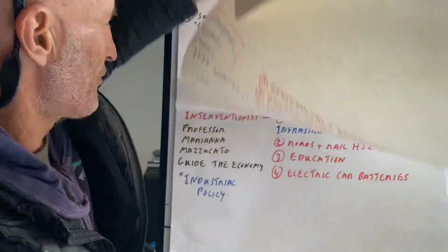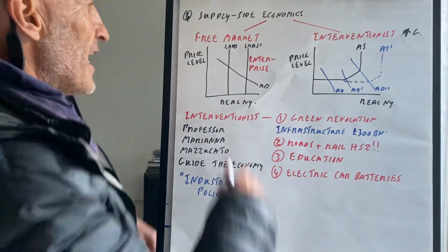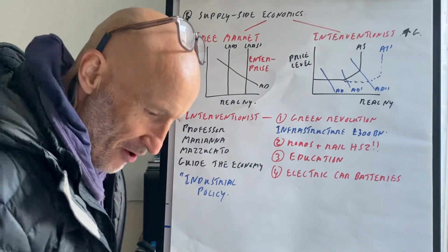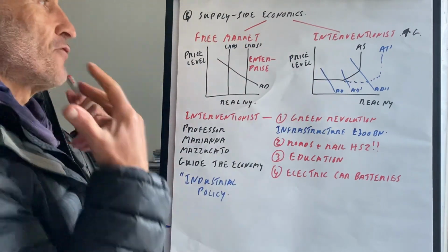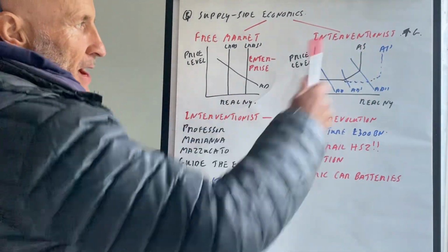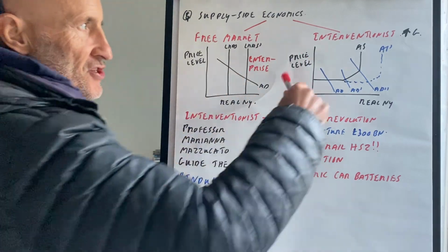Okay, so I think this is still 4. Okay, supply side economics, remember it is free market, so I dropped my pen, and also interventionist. So if you increase G, which is what we're going to talk about now, so this is the free market model, this is the interventionist model.